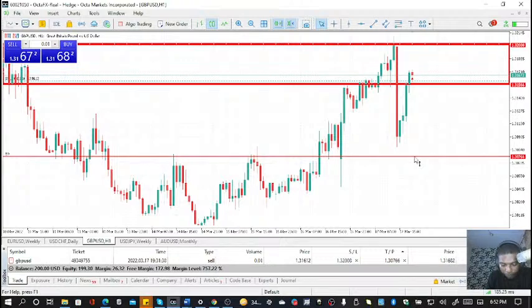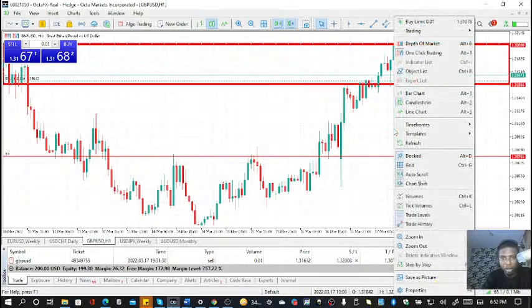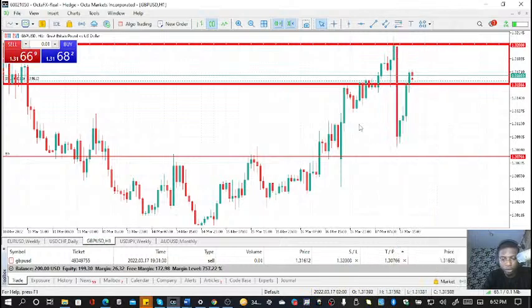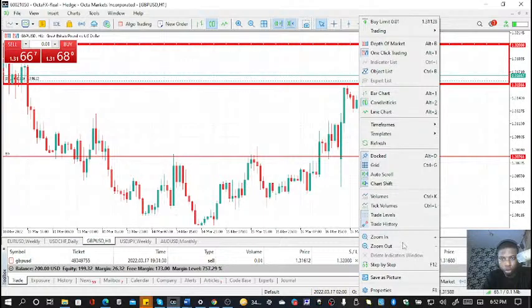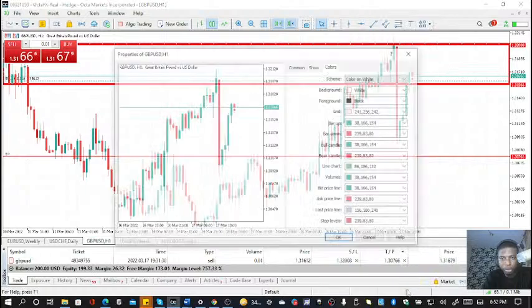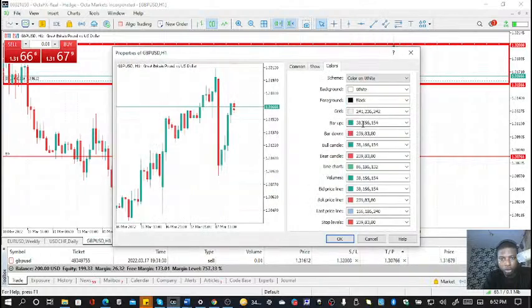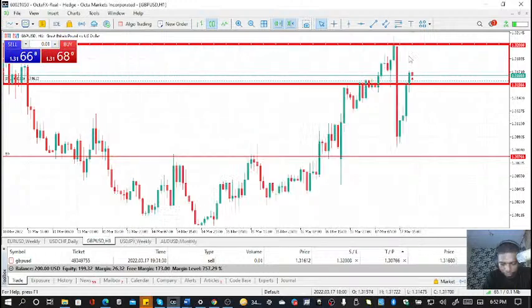Someone says, how can I change my candlestick to red and blue? You can always just left click and go to properties. When you get to properties, you have the option to do that: the bull candle, the bear candle, and so on. I hope you get that. You can always rewatch the video to look into that.